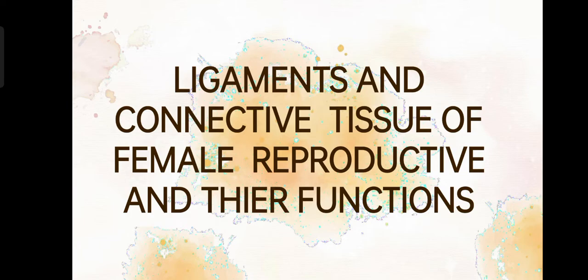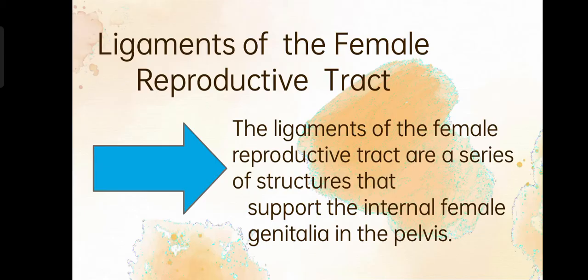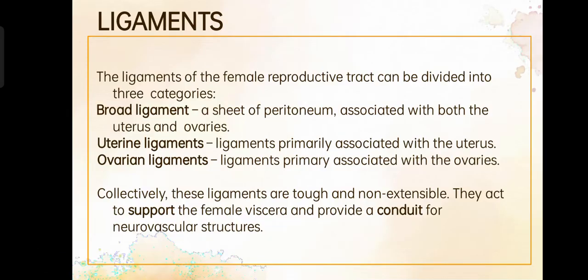Our topic for this afternoon is all about the ligaments and connective tissue of the female reproductive tract and their functions. The ligaments of the female reproductive tract are a series of structures that support the internal female genitalia in the pelvis. They can be divided into three categories: the broad ligament, the uterine ligaments, and the ovarian ligaments. The broad ligament is a sheet of peritoneum associated with both the uterus and the ovaries.